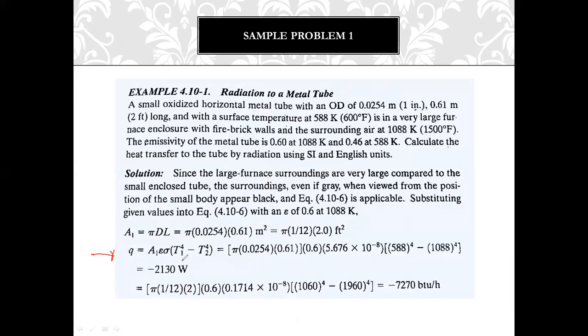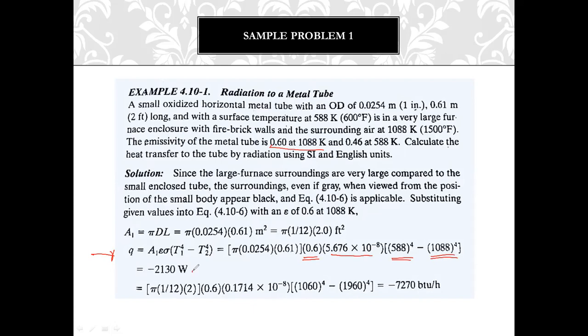So if you're going to account for both SI and English units for our Q, now we will be having first this one, the pi times 0.0254 and the 0.61. The emissivity that was used here is the emissivity at the surrounding temperature, okay, as explained to you. And this would be your Stefan Boltzmann constant. And this in SI set of units, this is your material, the tube temperature, and this is your surrounding temperature.